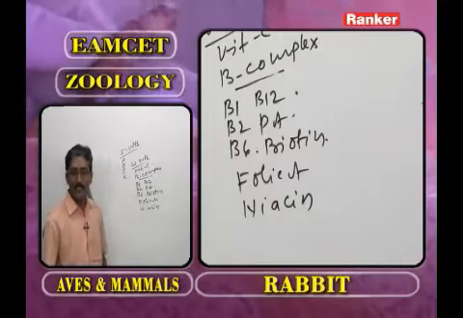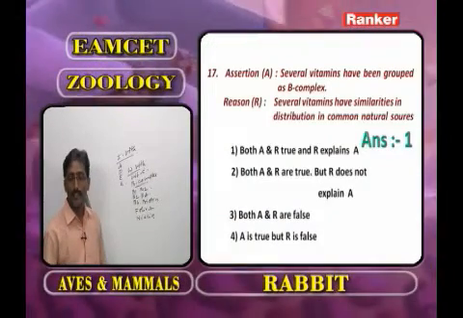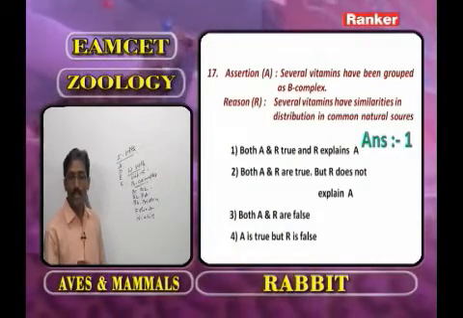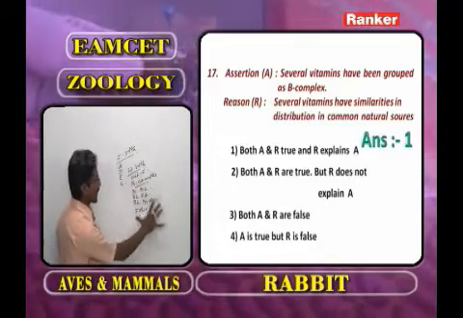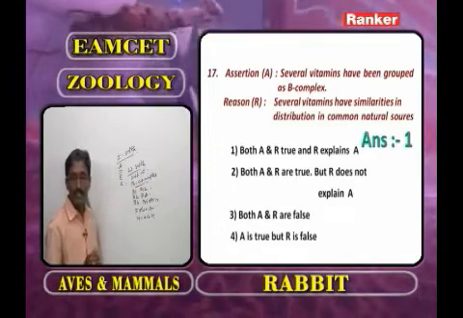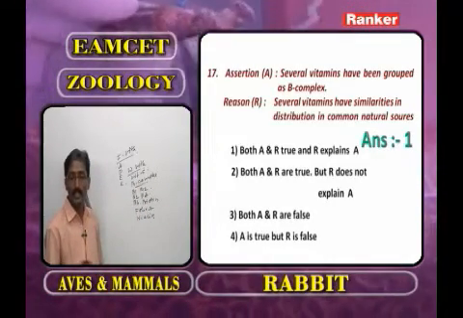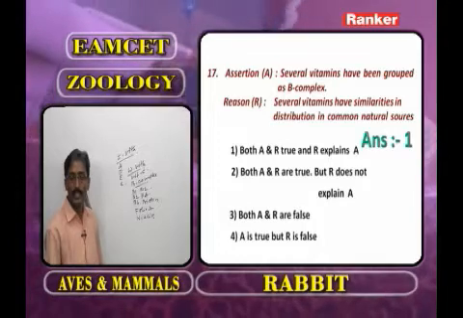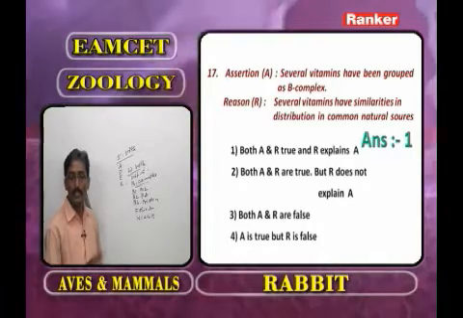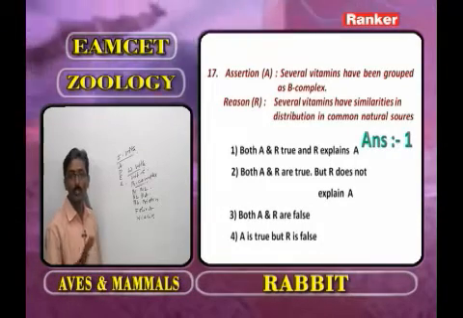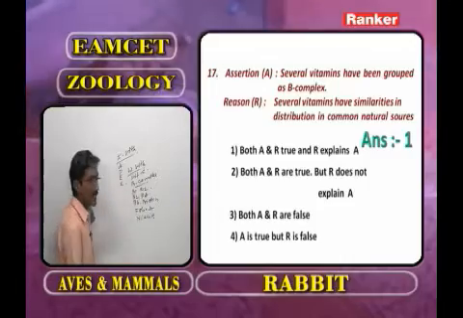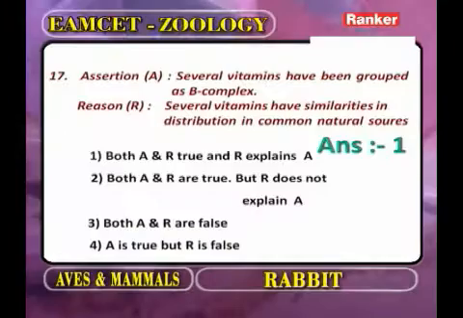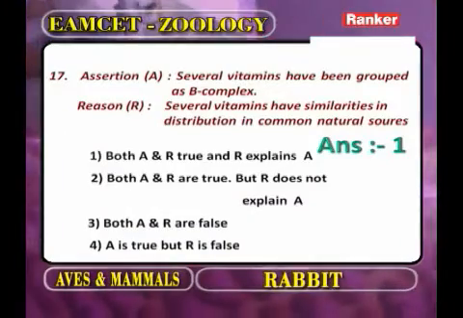Now, based on this information, several vitamins have been grouped as B complex. Reason: several vitamins have similarities in their distribution in common natural sources. So both are correct, and the reason explains the assertion. Now, we go for the next question.